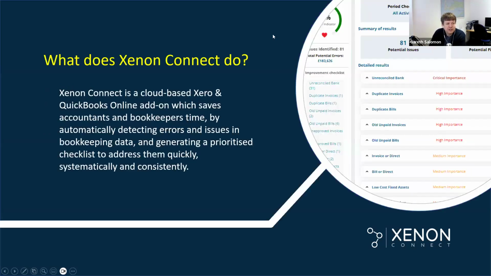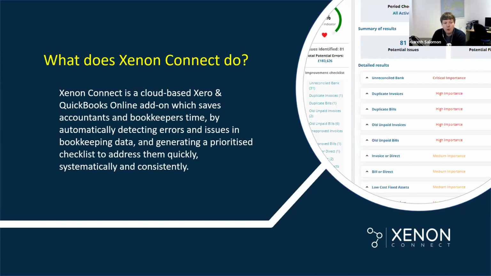So starting off, what does Zenon Connect do? Well, in a nutshell, Zenon Connect is a cloud-based Xero and QuickBooks online add-on, which saves accountants and bookkeepers time by automatically detecting errors and issues in bookkeeping data and generating a prioritized checklist to address them quickly, systematically, and consistently. So the main core of the system is essentially that Zenon Connect connects to your bookkeeping package.